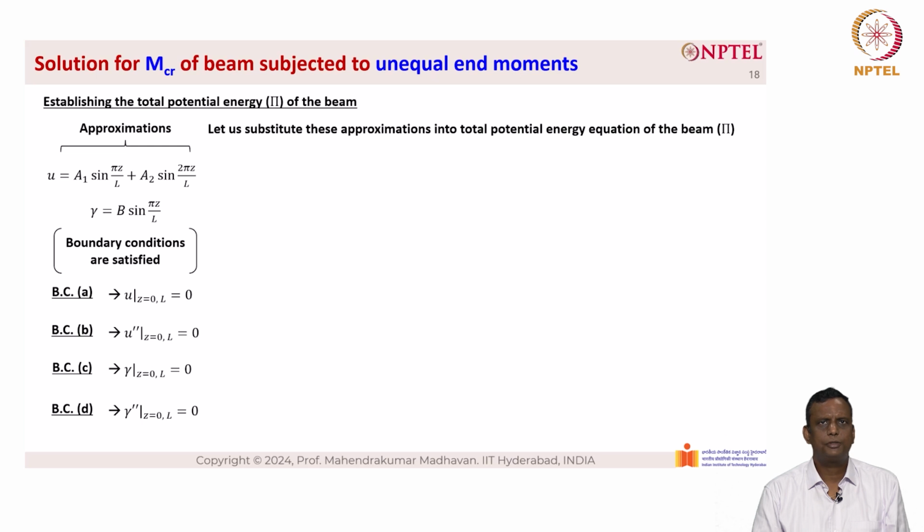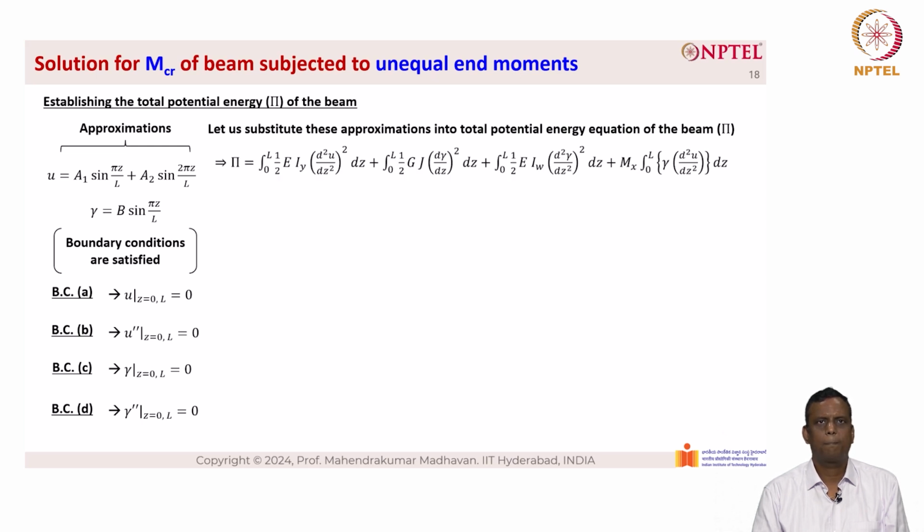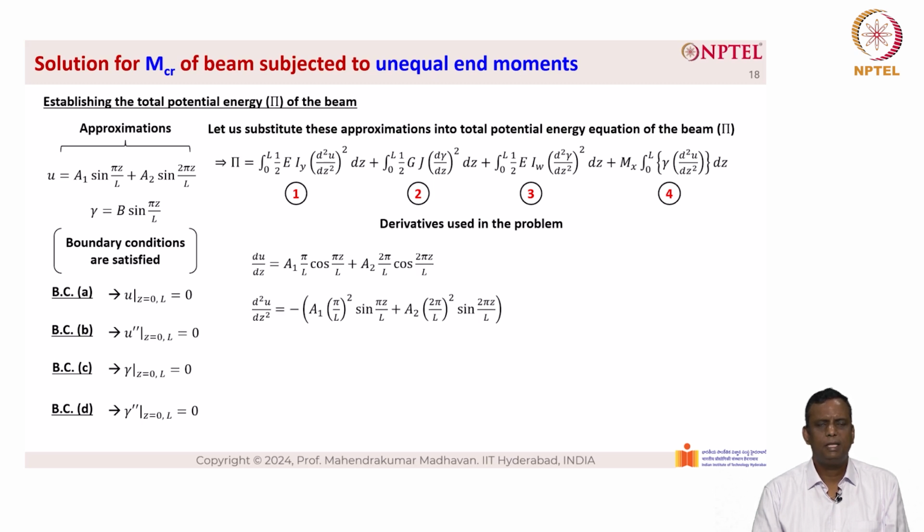Now let us substitute these approximations into the total potential energy equation of the beam, pi. So when we do that, we get a long equation here. We can split this into 4 different integrals, 1, 2, 3 and 4. The derivatives used in the problem are given here: du by dz, d square u by dz square, d gamma by dz and d square gamma by dz square. So let us solve part 1.